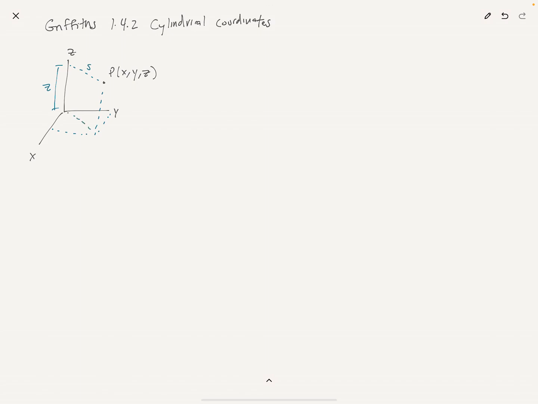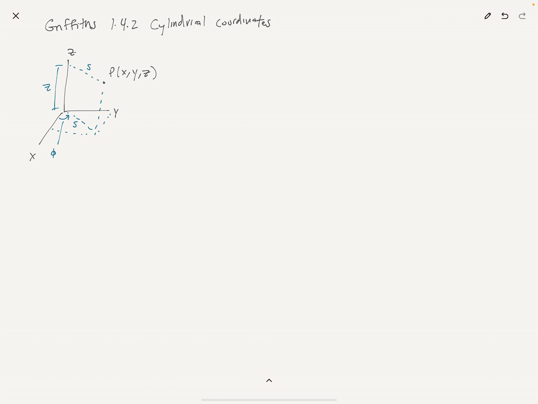Right, so that is also the same as this distance down here, when you make that projection. And then I can also have some other angle, my azimuthal angle, call it phi, which starts at my positive x-axis and rotates around towards the positive y.